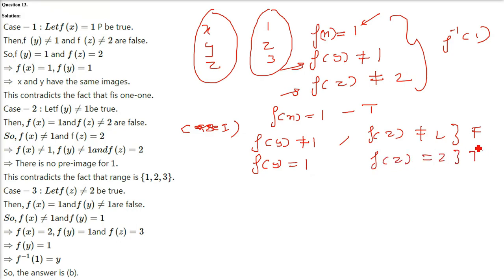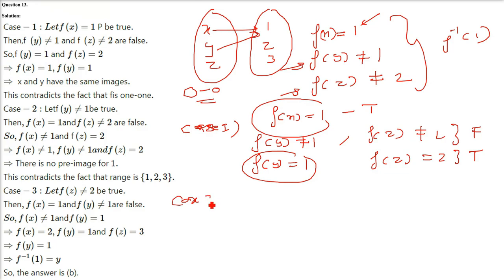What does it mean? f(x) is giving you 1, f(y) is also giving you 1. So x and y both have the same image. That is, it is not 1 to 1. The fact says it is 1 to 1, but here x and y both are giving you the value 1. So this case is rejected. But we'll come back to the answer, which is B, in just a bit.